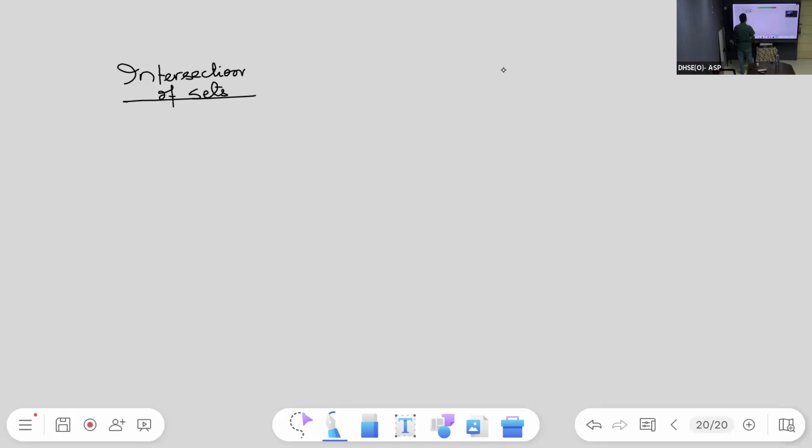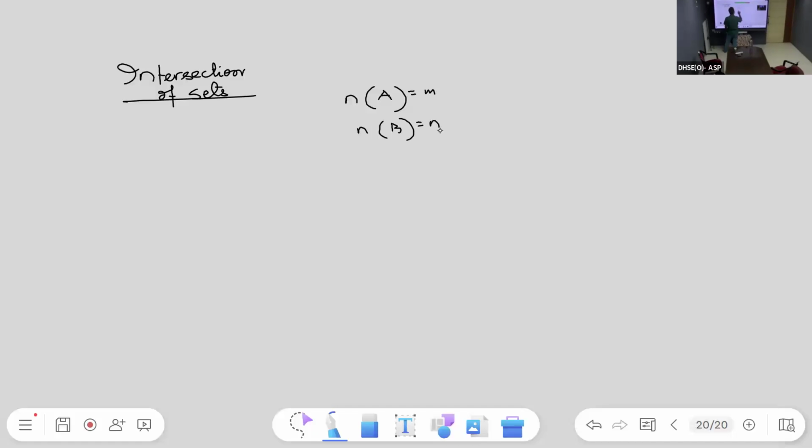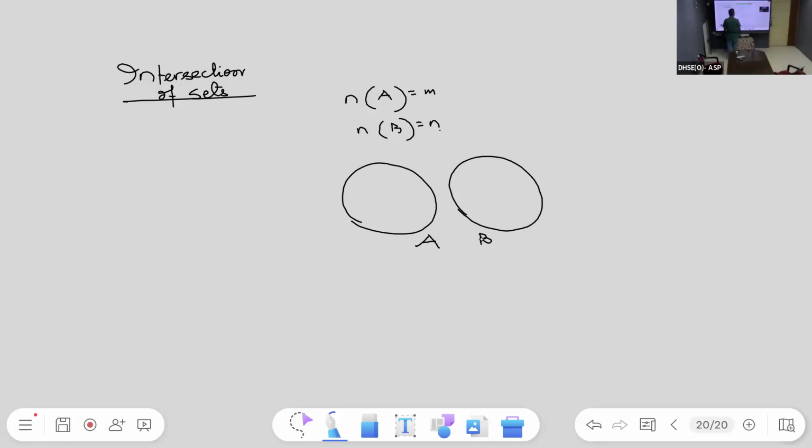Oh, the last property again. The last property is about the number of elements in the sets A and B. It is given that the number of elements in set A is equal to M and the number of elements in set B is N. We have to find the maximum value of A union B. The maximum value of A union B will be maximum only when there is no element common in the two sets.